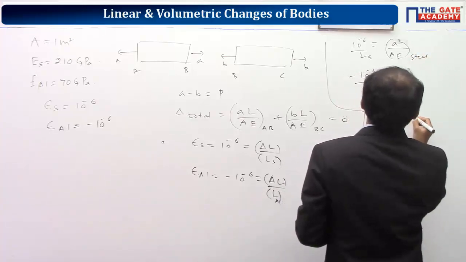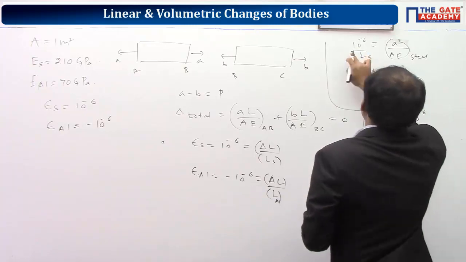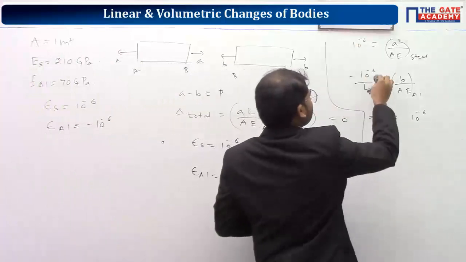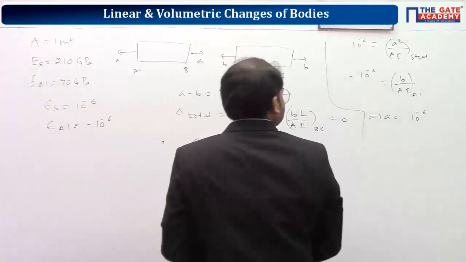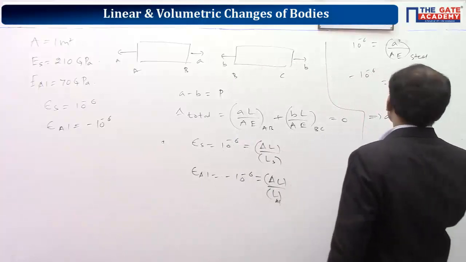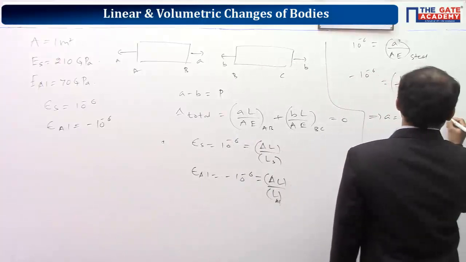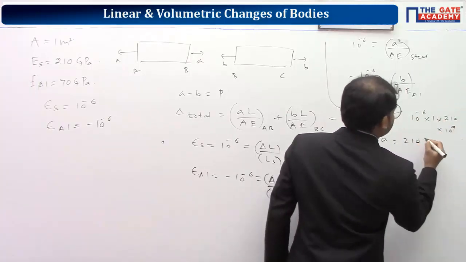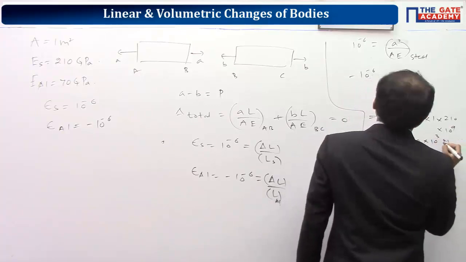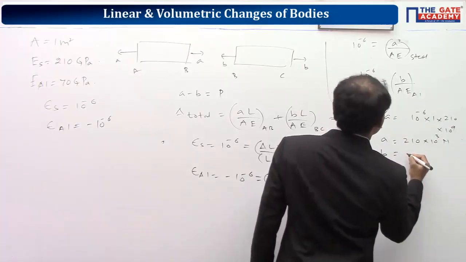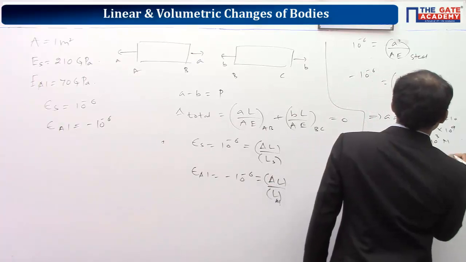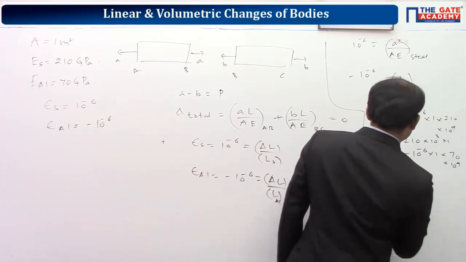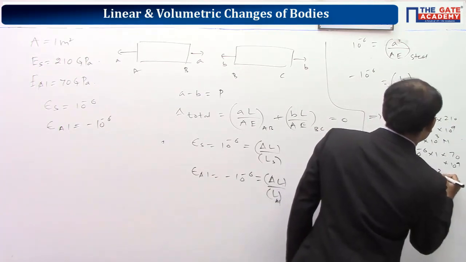So you can get it easily. Small a is equal to 10 power of minus 6, which itself is the value of strain, so you can remove the length, it's not required at all. So 10 power of minus 6 into area of cross section, that is 1, into Young's modulus of steel, that is given as 210 into 10 power of 9. So small a is equal to 210 into 10 cube Newton. And from this we get small b equal to minus 10 power of minus 6 into 1 into 70 into 10 power of 9. So b is equal to minus 70 into 10 power of 3 Newton.